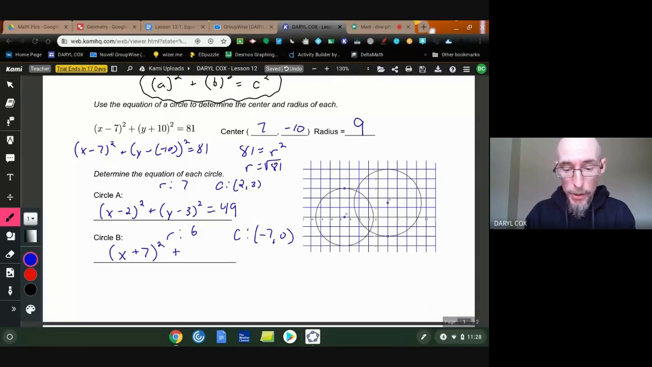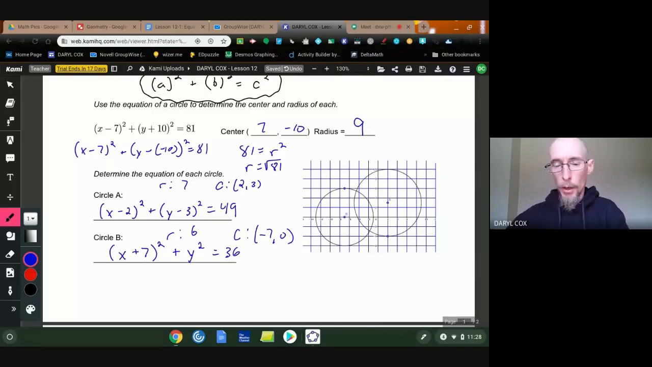And then plus, I can just write y squared. You don't have to write y minus 0 squared. If you did, that's fine. I'll accept that. But you can write just y squared. And then, of course, 6 squared is 36. There's the equation of my circle.